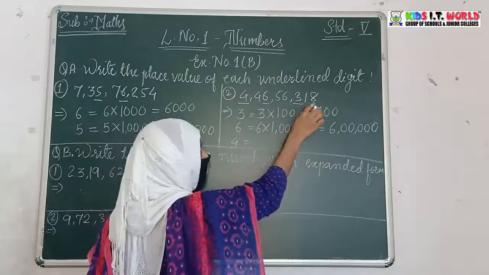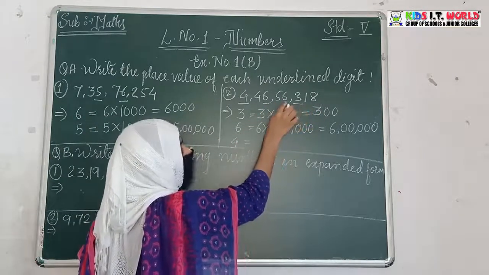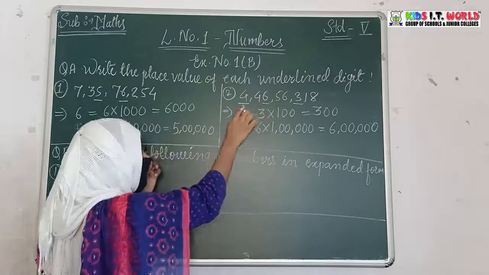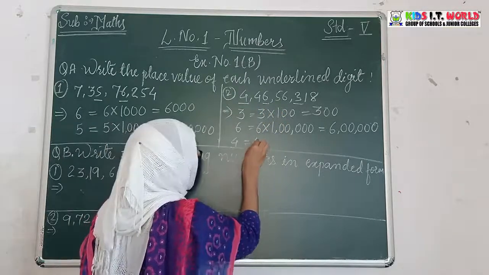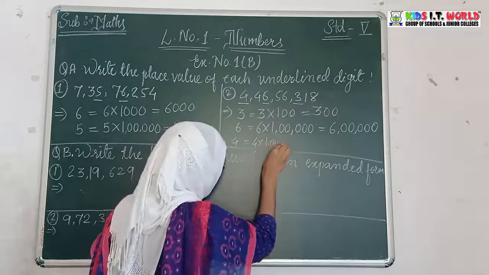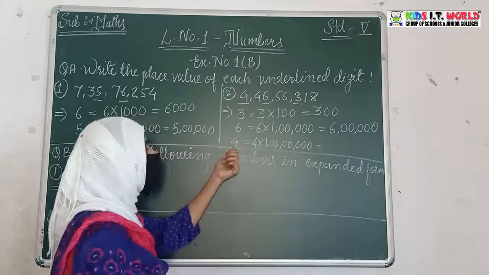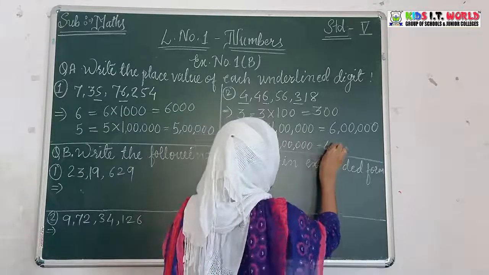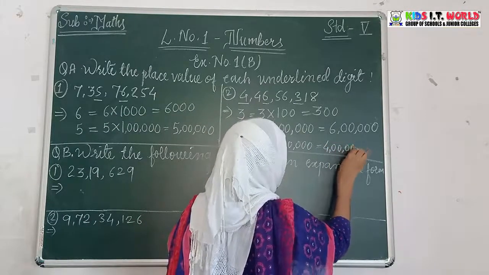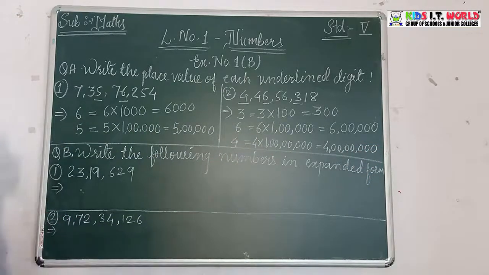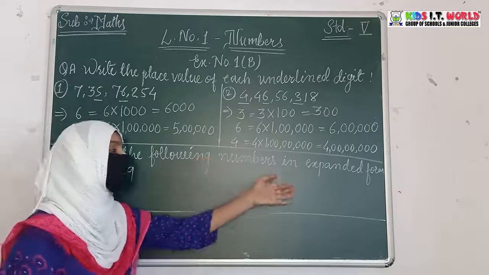Next number is 4. Count it again: ones, tens, 100, 1000, 10,000, lakh, 10 lakh, and it is crore. Means you have to multiply 4 by 1 crore. So the place value of 4 will be 4 crore. In this way you have to find the place value of the number. Understood, students?